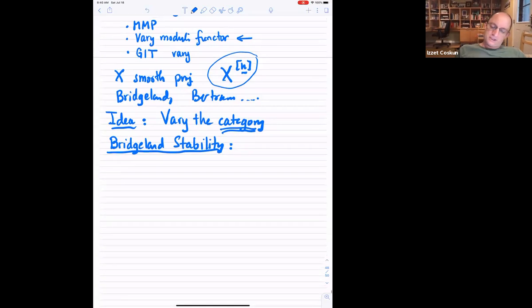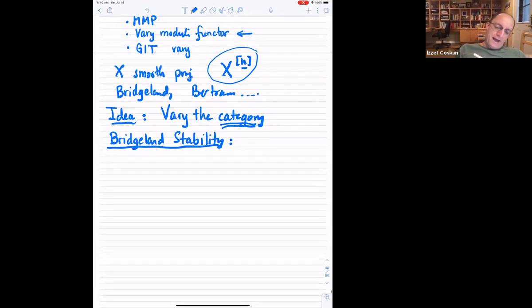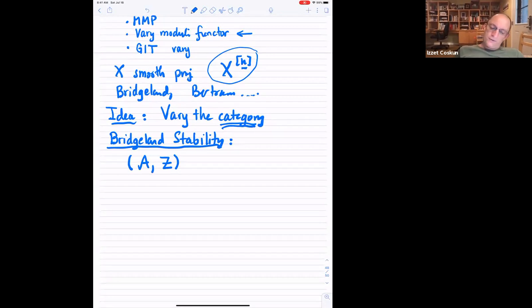Now, what is a Bridgeland stability condition? It's a pair, A and Z, satisfying some conditions. What is this pair? First, A is an abelian category.